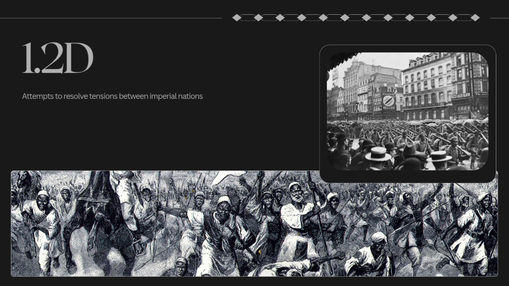Okay, final stretch, guys. This is 1.2D, and these talk about the attempts to resolve tensions between imperial nations. So, European nations competed for colonies for an increase in power and wealth, but leaders tried to avoid war through diplomacy. The Berlin Conference created rules for dividing Africa. The conference helped reduce the risk of war as countries agreed to negotiate disputes instead of fighting.